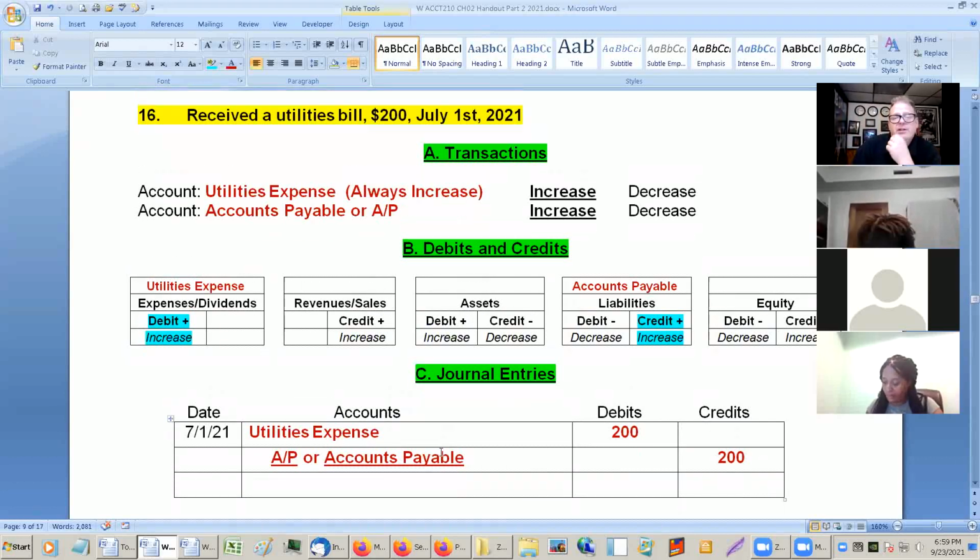So that's our first one in the revenues and expenses area. And again, revenues and expenses are actually easier than these other ones, because virtually always expenses are debits and revenues are credits. That's it.